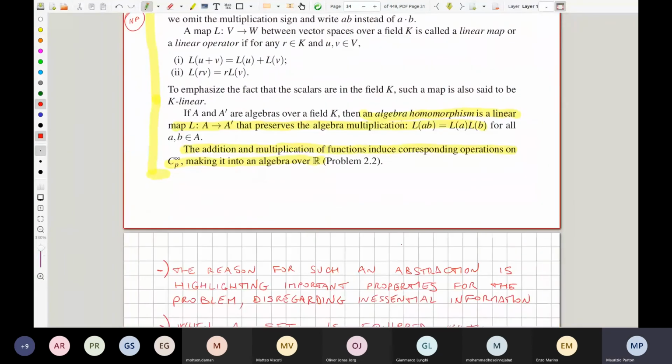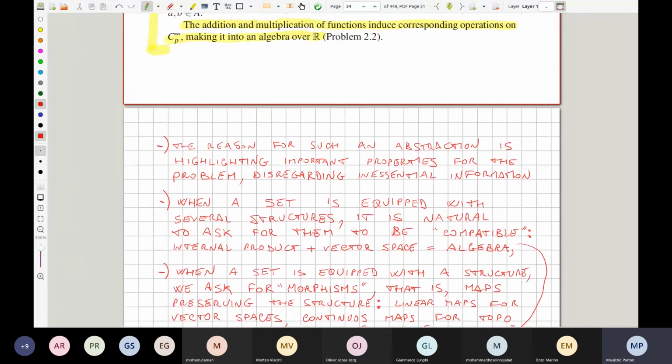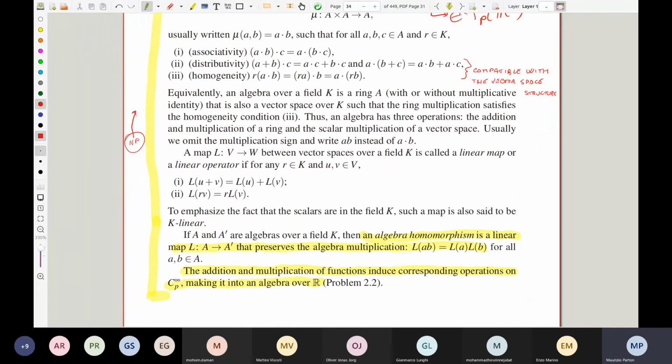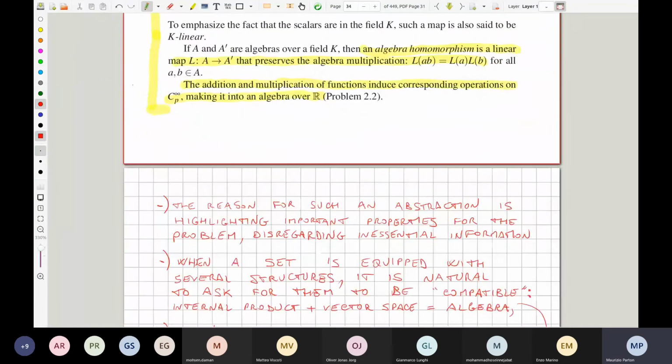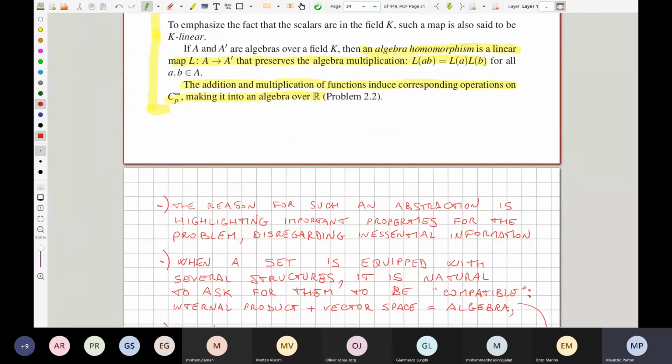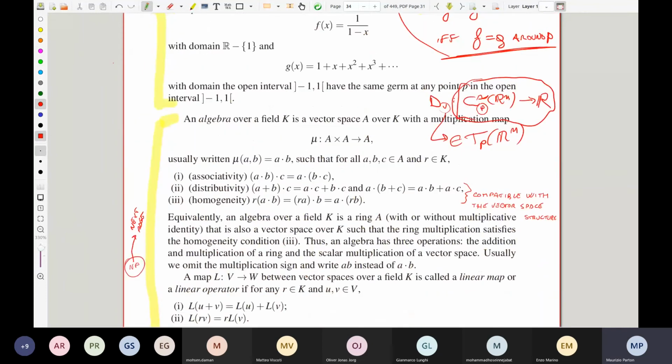Sorry, what does NP mean? NP means next page. It means that on the next page, I inserted a page not from the book, as you can see, with something relevant. In this case, the next page is commenting on this sentence. That is, what is an algebra over a field? That is a vector space with a multiplication map.